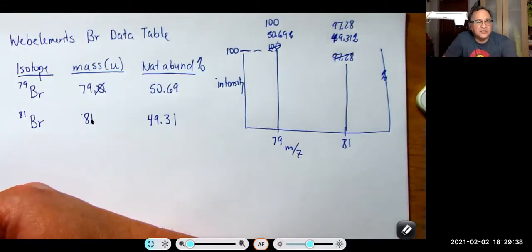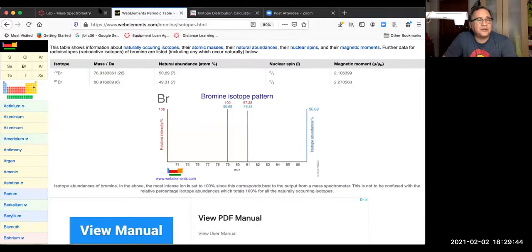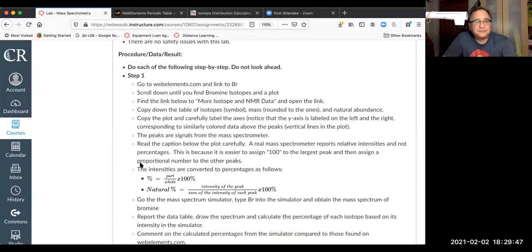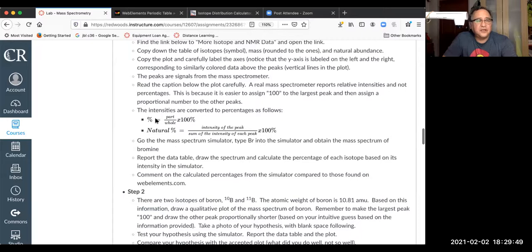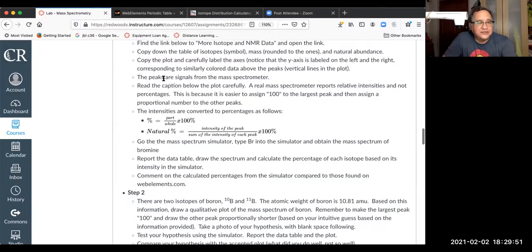Okay, let's go back to the lab now. I'm going to switch my share back to my browser, and I'm going to go to the lab. So we've just copied these things down. Do you see this thing that says the peaks are signals from the mass spectrometer? The lines on the spectrum at 79 and 81 are called peaks. They're also called signals. Those are used interchangeably. It's a signal, it's a peak.